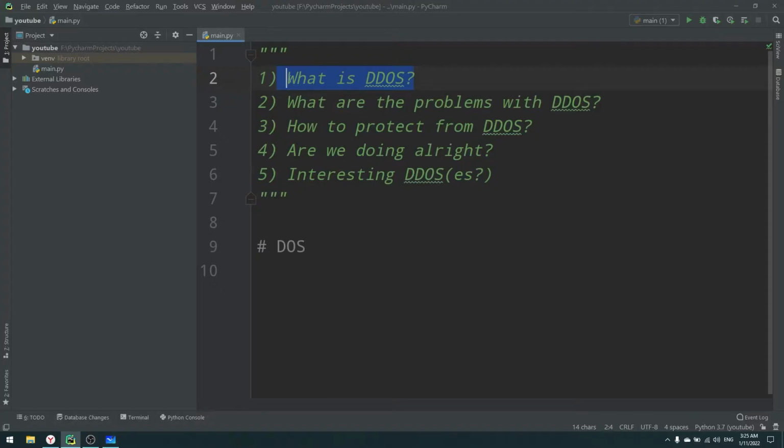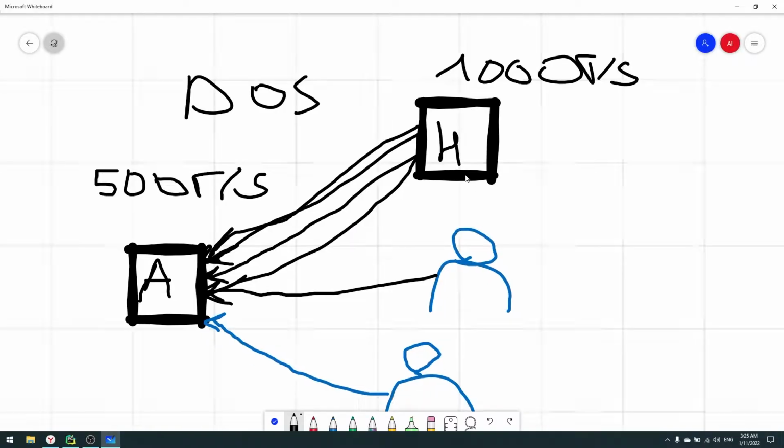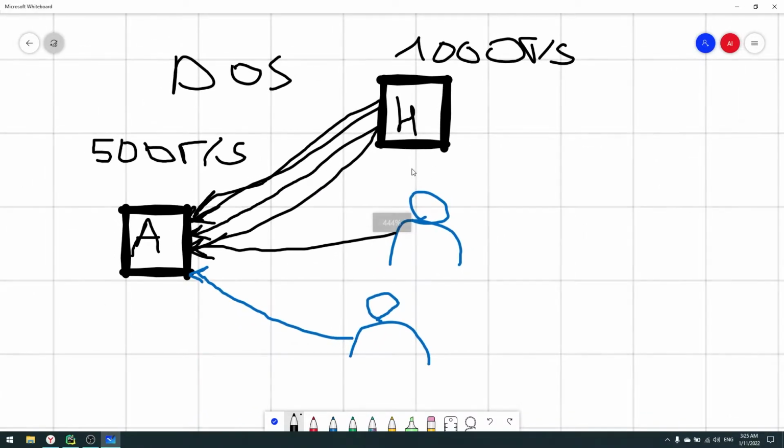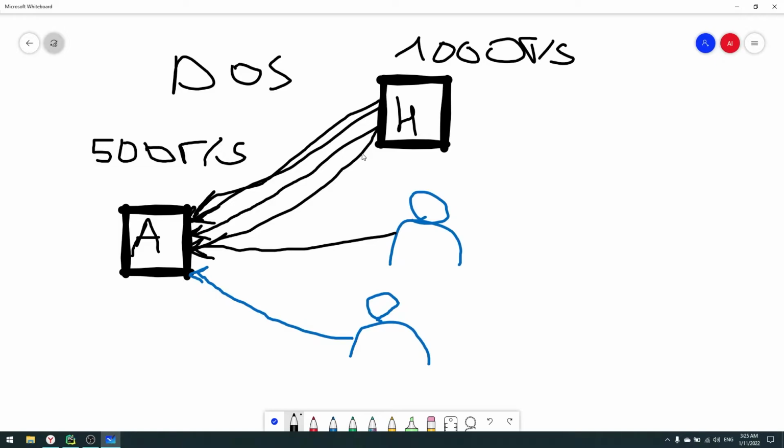So what is DDoS? What is DOS? What are the differences between those two? Well, basically DOS is a very specific type of attack.